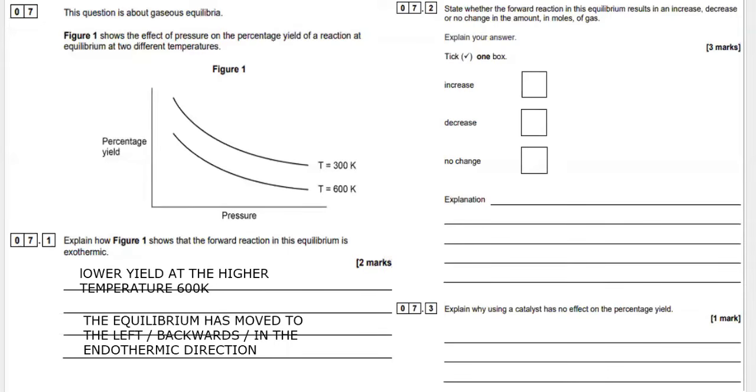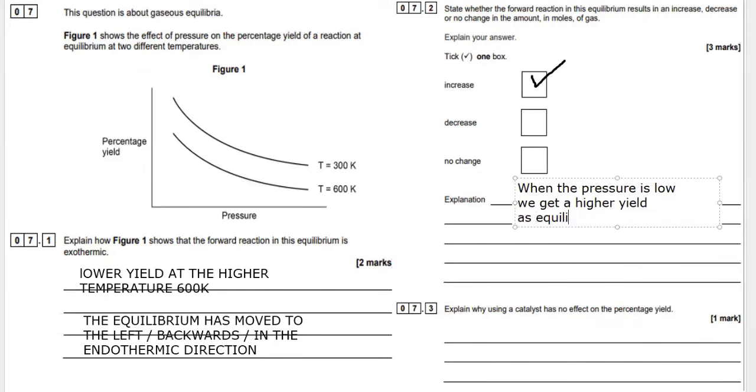State whether the forward reaction in this equilibrium results in an increase, decrease, or no change in the amount of gas molecules. Well, we know the forward reaction results in an increase in the amount of gas molecules. How do we know there's more gas molecules on the right-hand side of this equation in the forward reaction? Because when the pressure is low, we get a higher yield. And higher yield always means you're moving to the right. And when the pressure is low, what does the equilibrium or Le Chatelier's principle say? It says it's going to move towards the side with the highest gas molecules.